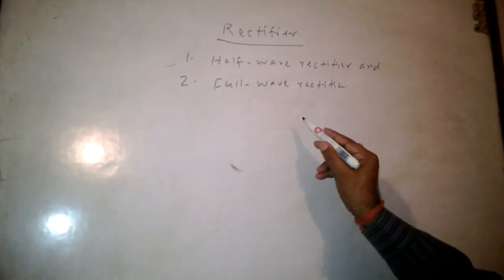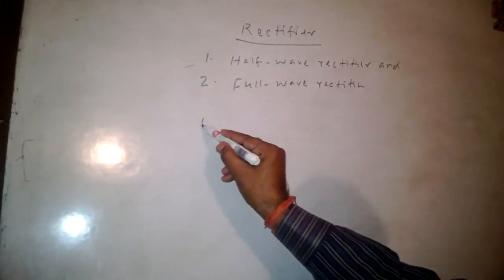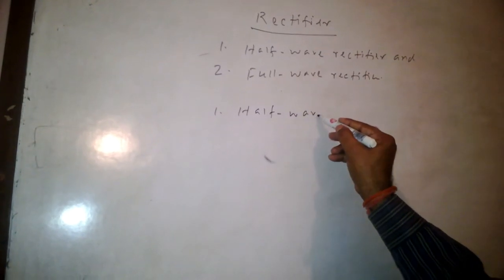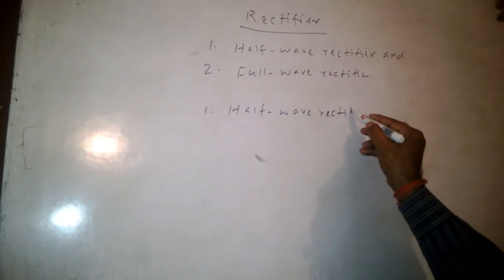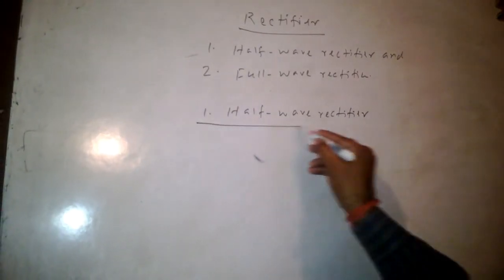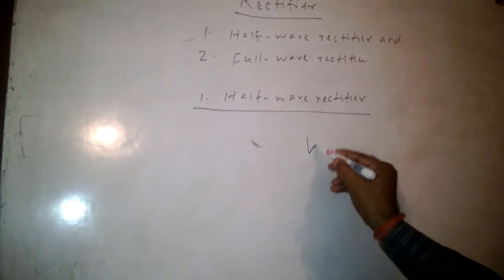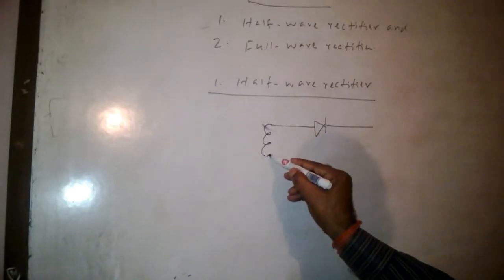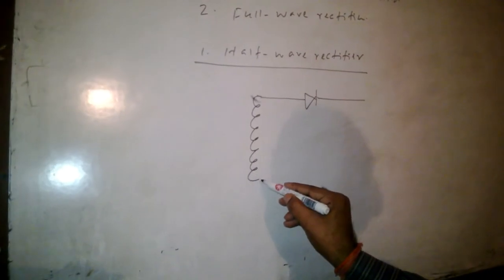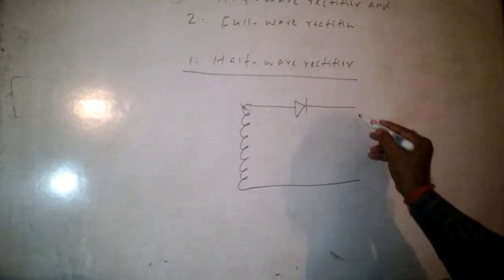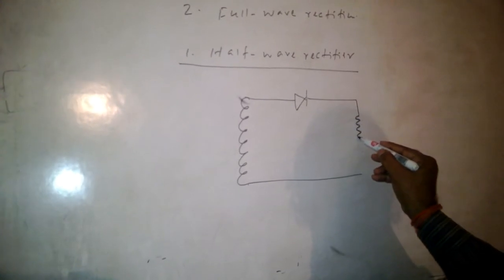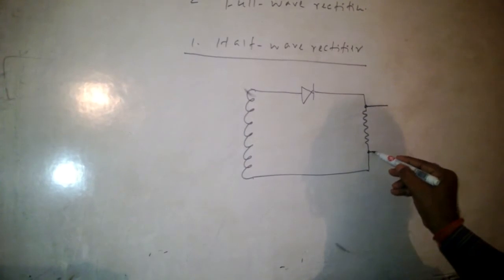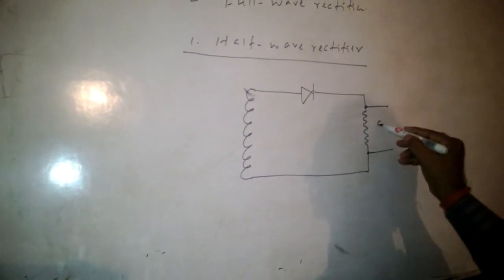The construction of half wave rectifier is as shown in figure. Half wave rectifier. A diode is connected with the secondary of the transformer and also connected with the load resistance across which the output is delivered. That is the output.